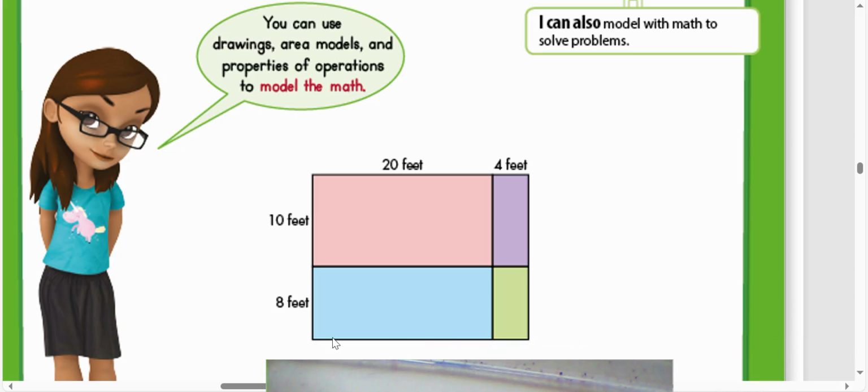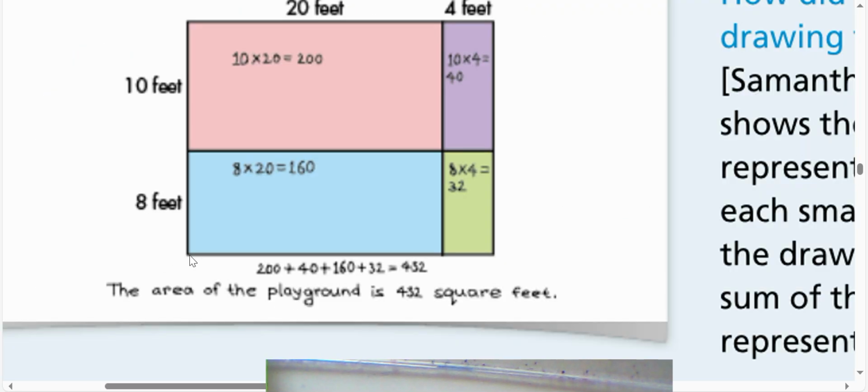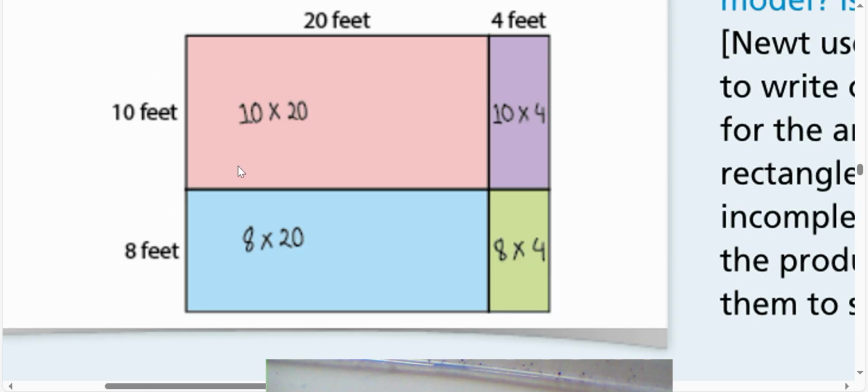We can write here 10 times 20 equals 200, 10 times 4 equals 40, 8 times 20 equals 160, and 8 times 4 equals 32, and then find the sum of all areas. The sum of all areas will be 432. Okay, we have 200 plus 40 plus 160 plus 32. Okay, is it clear for you? Find the area of each one and then add together.